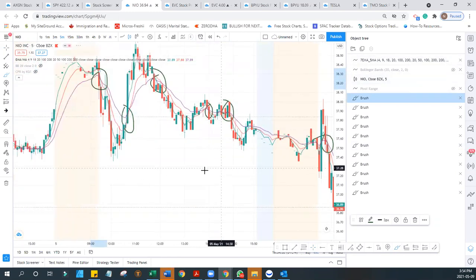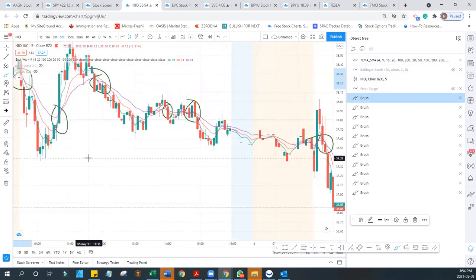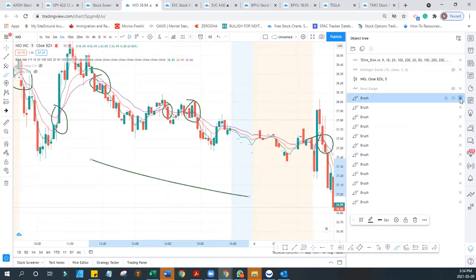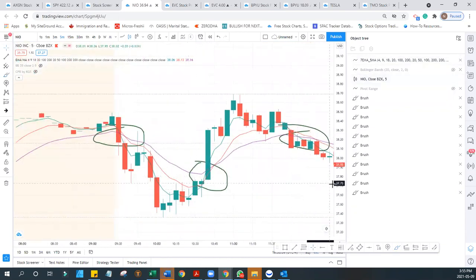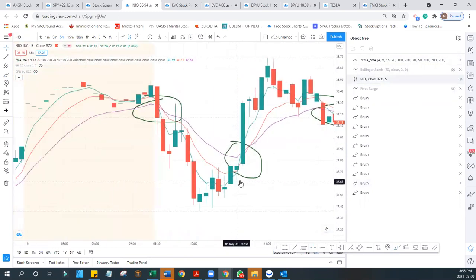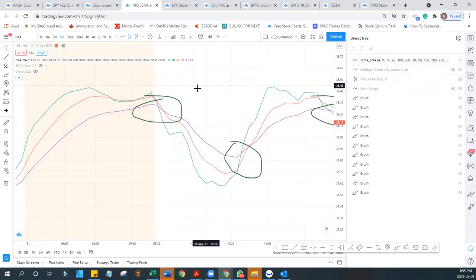So the crossover should happen between, sorry, which EMAs again? 4, 9, and 18 EMA. If you see here, now the price came below the 4 moving average. The green, which is the 4 moving average, crossed the 9, crossed the 18, and then the 9 crossed the 18. So this is the perfect entry point for you.